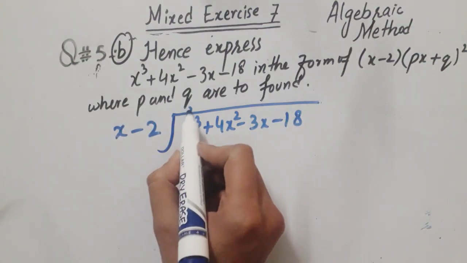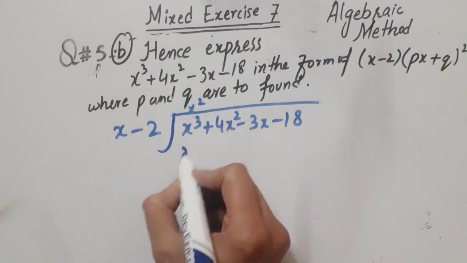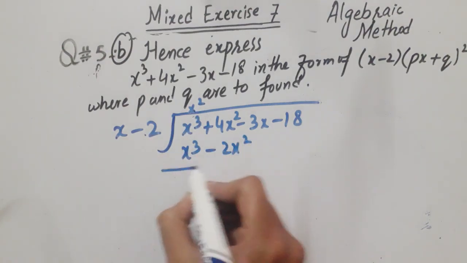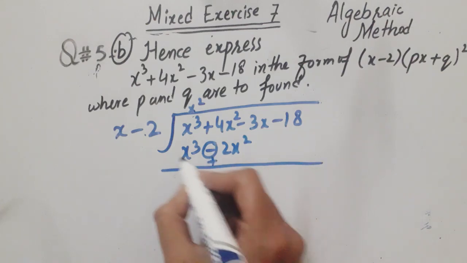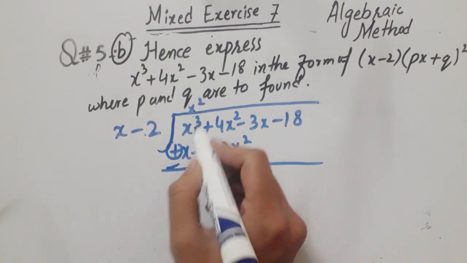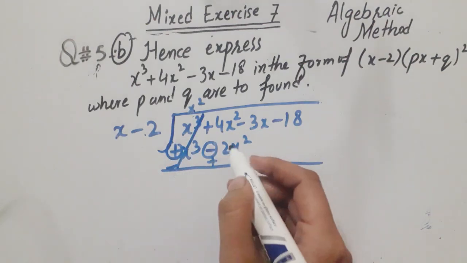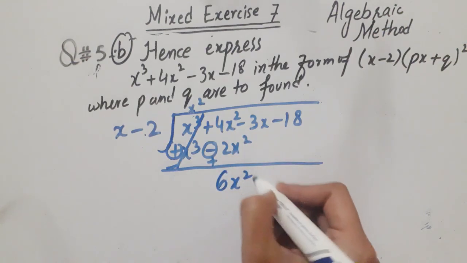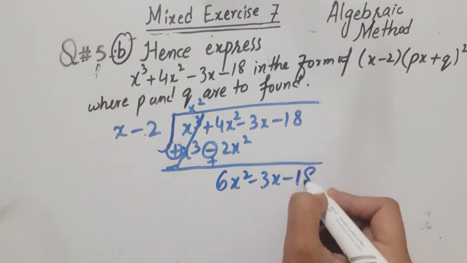x multiplied by x square gives x cube. x square multiplied by 2 is minus 2x square. Now change the old signs and get the new signs. x cube minus x cube cancels out. 4x square plus 2x square is 6x square minus 3x minus 18.